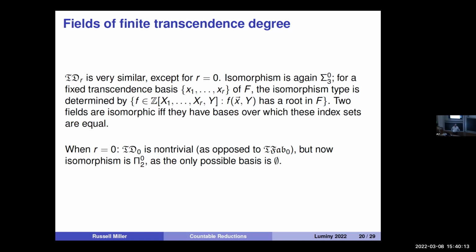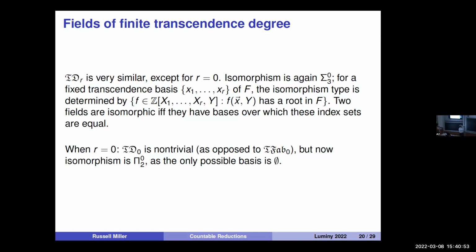There are lots of fields of transcendence degree 0 over the rationals. The rationals themselves, sure, but any other subfield of the algebraic closure of the rationals would do it. And in that situation, isomorphism is Pi2 because you don't have to choose a transcendence basis there. You can just say, essentially, which polynomials have roots in which field? Is it true that every polynomial over the integers, in one variable, that has a root in my field, has a root in yours, and vice versa? That's a Pi2 statement, and it's equivalent to isomorphism.